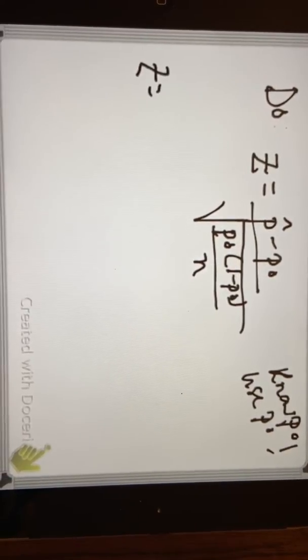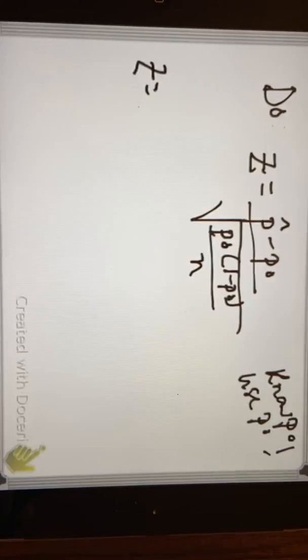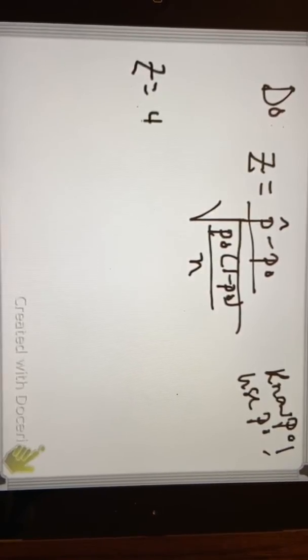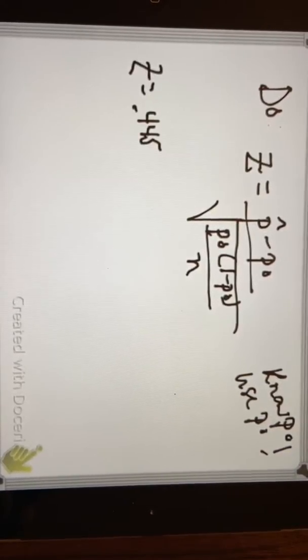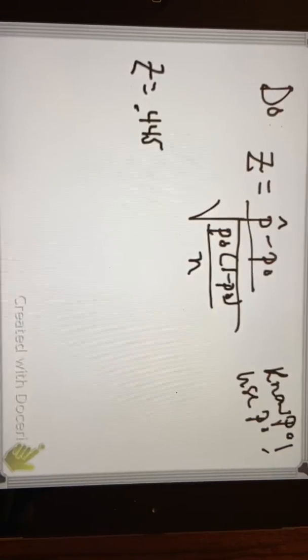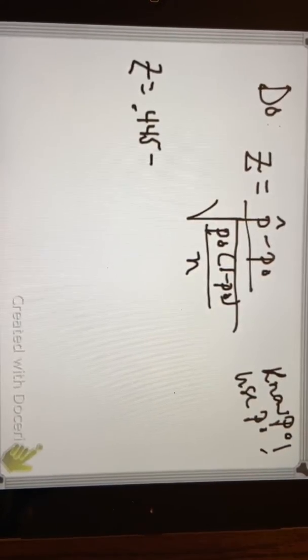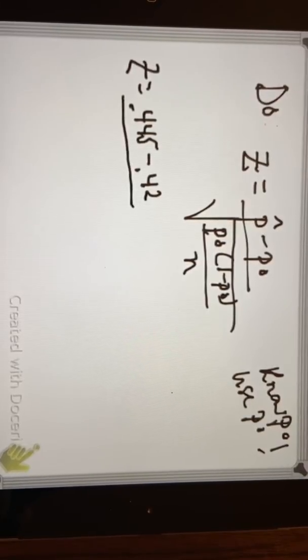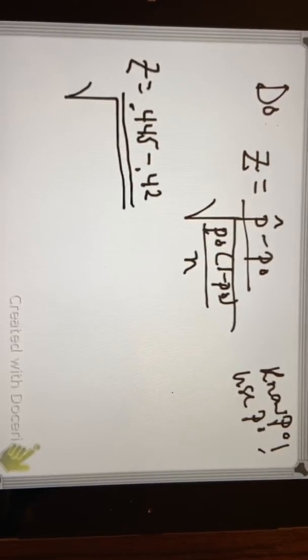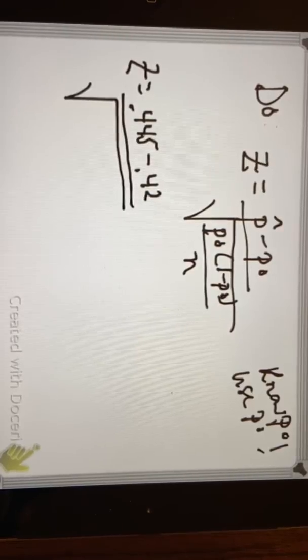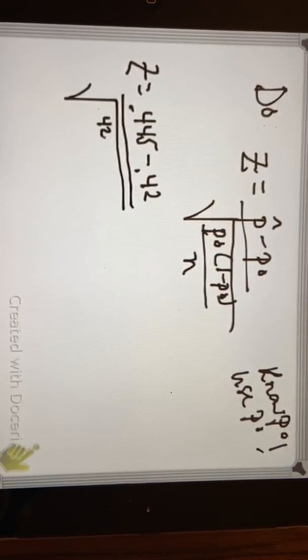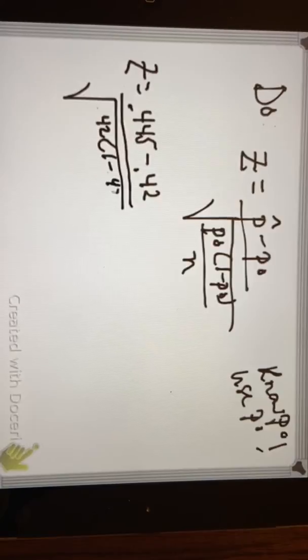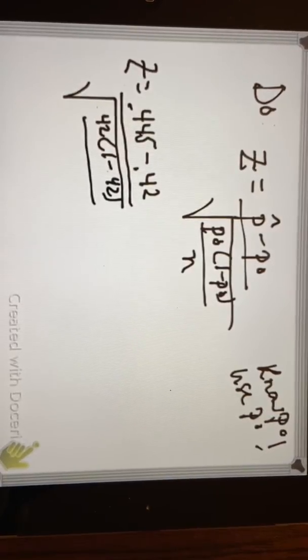So I'm going to fill in the numbers that you need. So Z is equal to 0.445, the percent of women from the trial, the exhibition, minus P naught, 0.42. And then underneath the radical is my 0.42, 1 minus 0.42, all over 454.